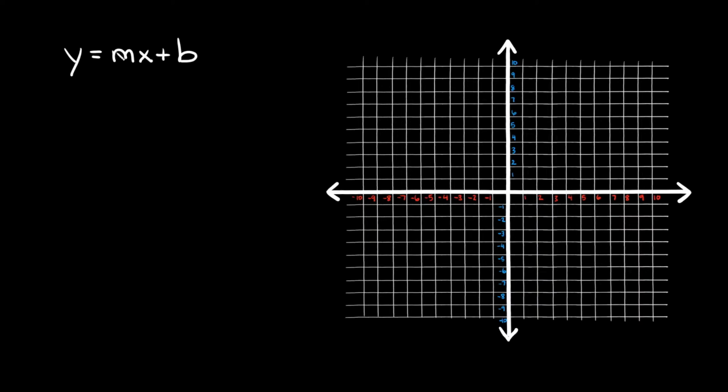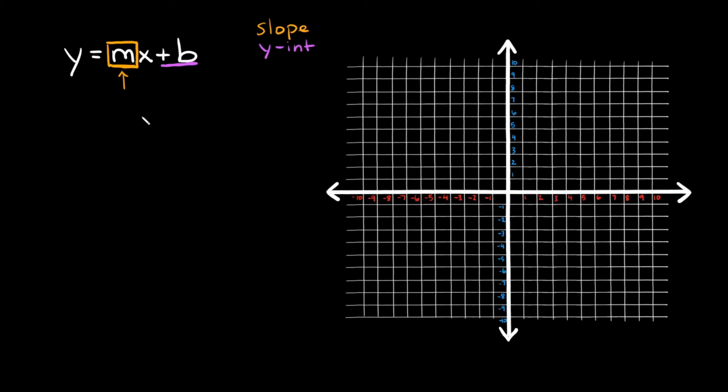The first thing you need to know is that this variable right here, the m, stands for the slope. And this variable at the end, the b, stands for your y-intercept. For two equations to be parallel, they have to have the exact same slope, but different y-intercepts. So the number next to the x has to be the exact same on both equations, but the number at the very end has to be different.